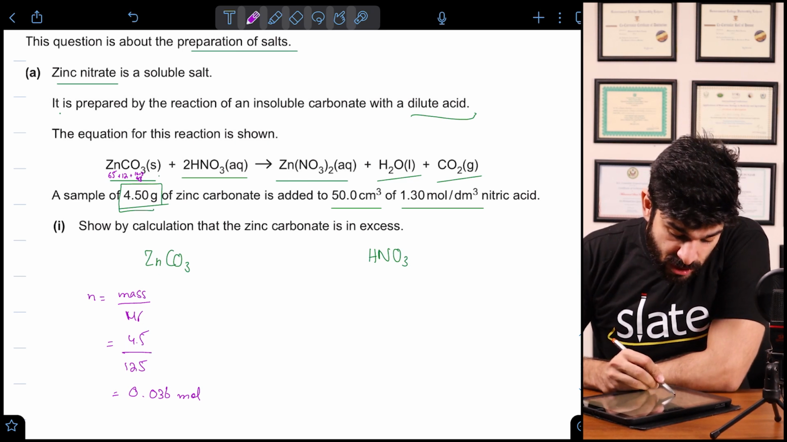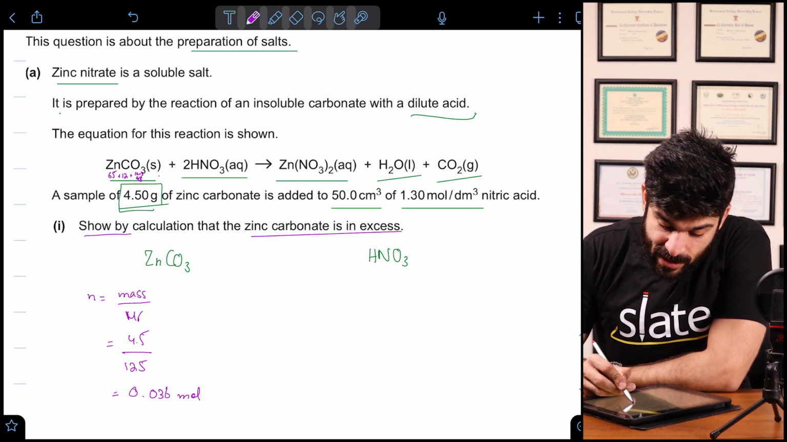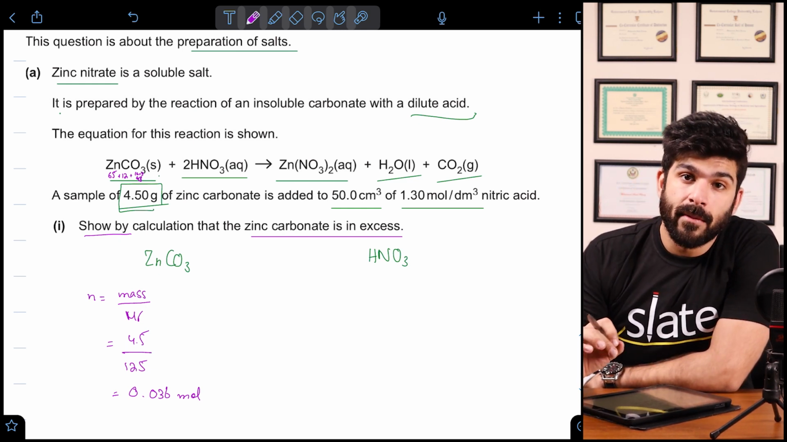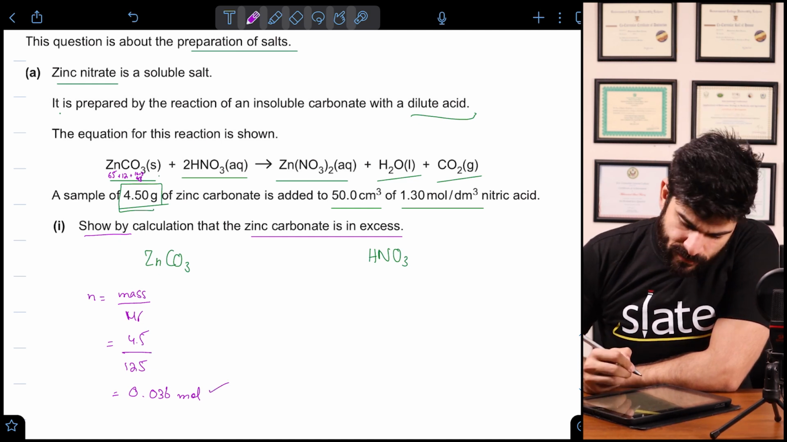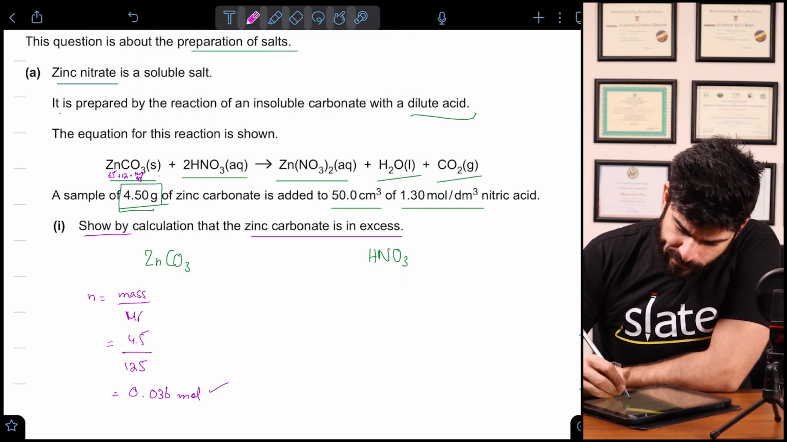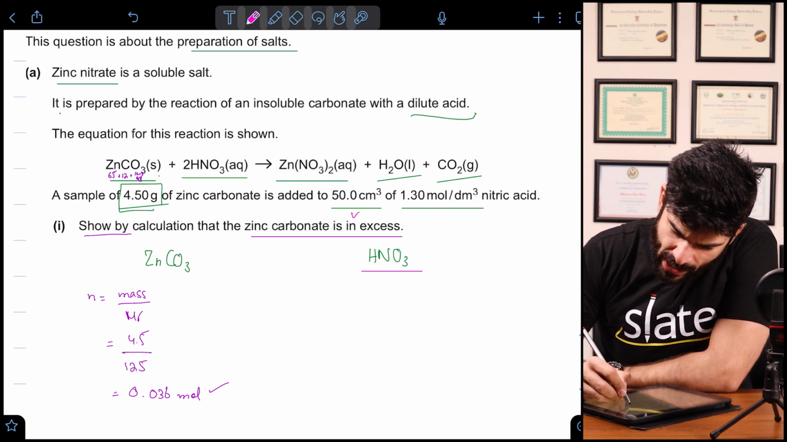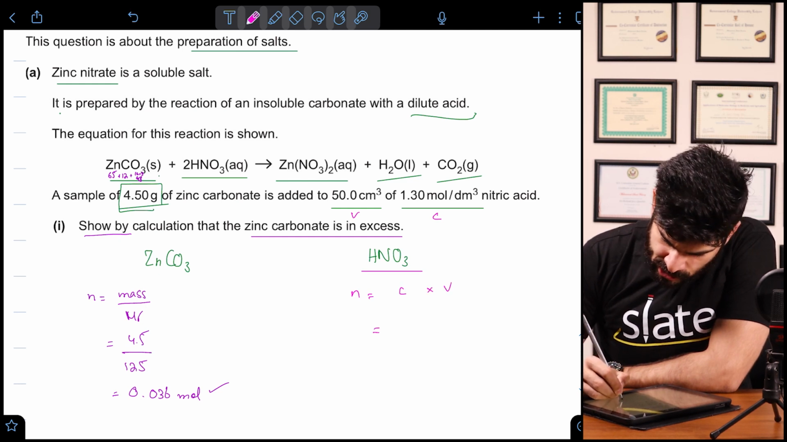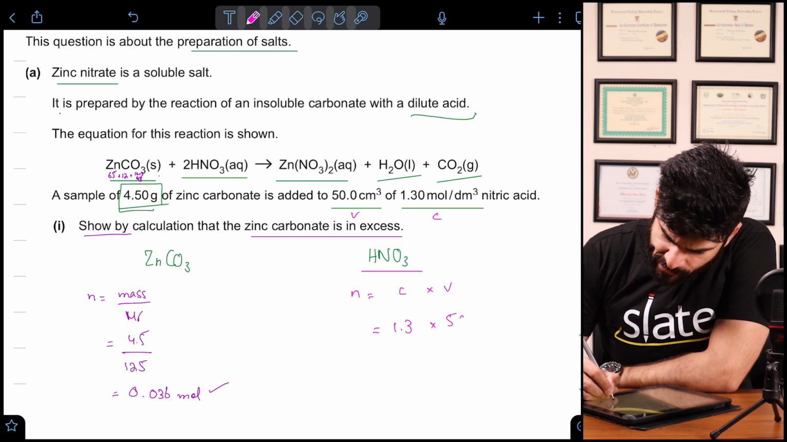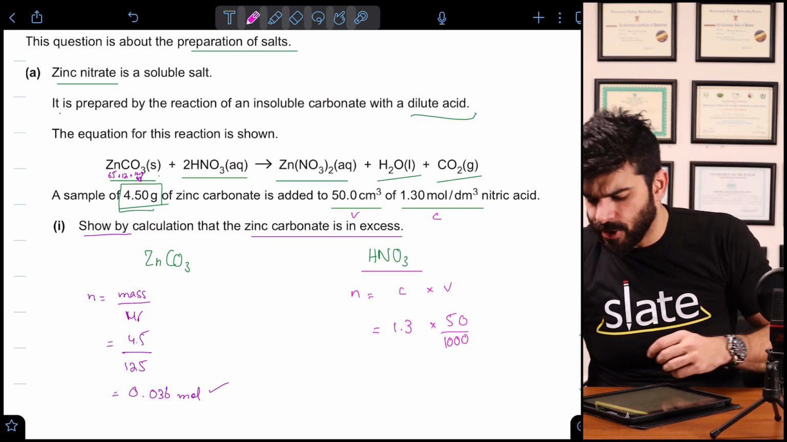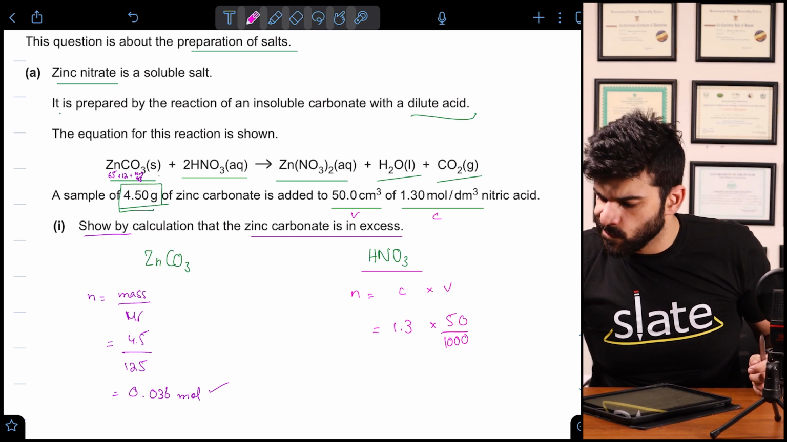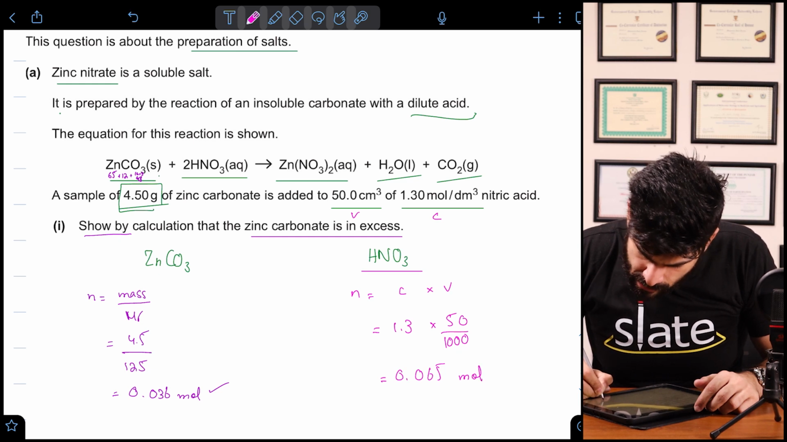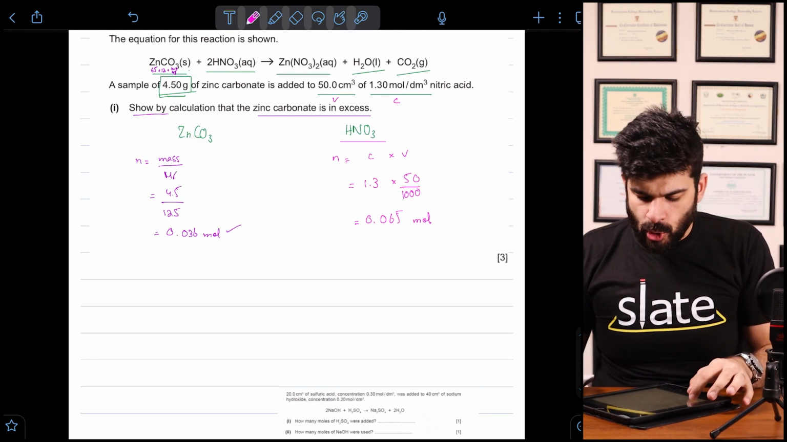So they have asked us, show by calculation that zinc carbonate is in excess. The examiner was very kind this year that they already told you that zinc carbonate is in excess, but we just have to prove it. So these are the moles of zinc carbonate. Now let's talk about the moles of HNO3. We have the volume, we have the concentration. So N equals to C into V. Concentration is 1.3 moles. Volume is 50 divided by 1000 as it's in centimeter cube. So let's calculate the moles. The answer is 0.065 moles. Now students, we're going to make a molar ratio and compare the two values.